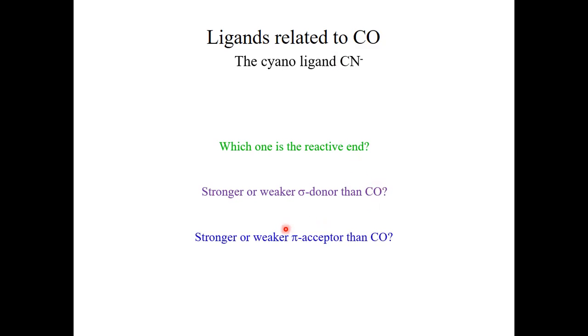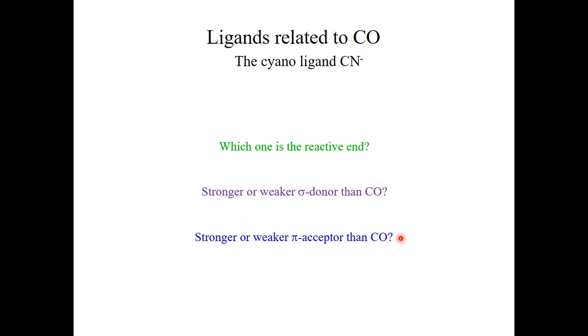Okay, so now what about pi accepting properties? Would you think that the CN minus ligand is a stronger or weaker pi acceptor than the carbonyl ligand? I guess it is a weaker pi acceptor than CO. That's correct. Can you explain why?